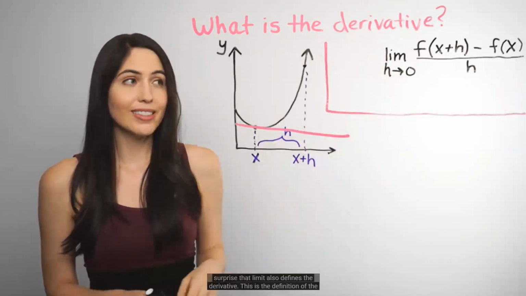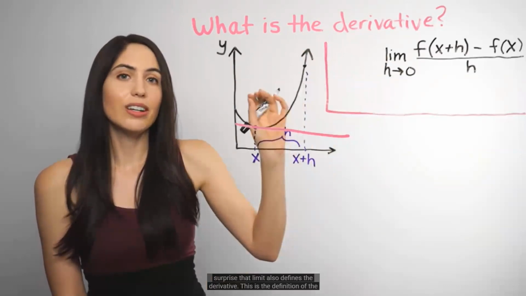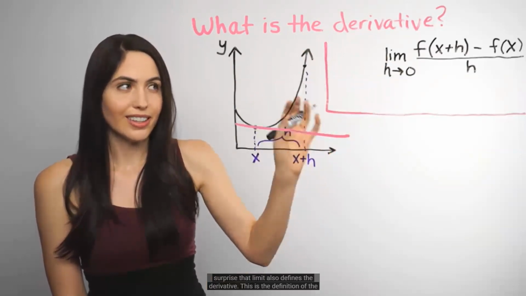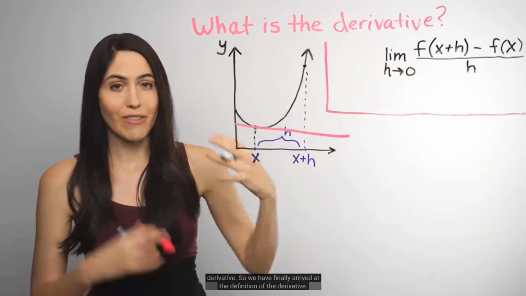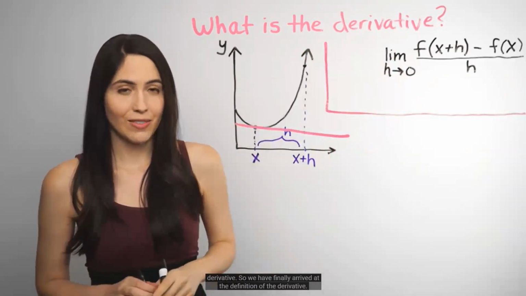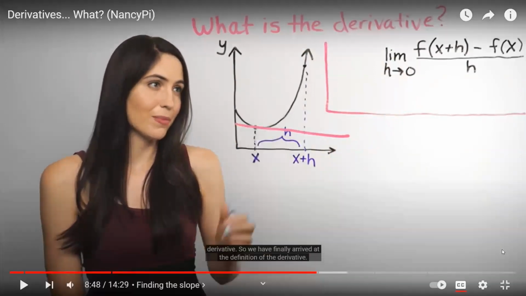And surprise, surprise, that limit also defines the derivative. This is the definition of the derivative. So we have finally arrived at the definition of the derivative. Okay, that's pretty much what we know to proceed.